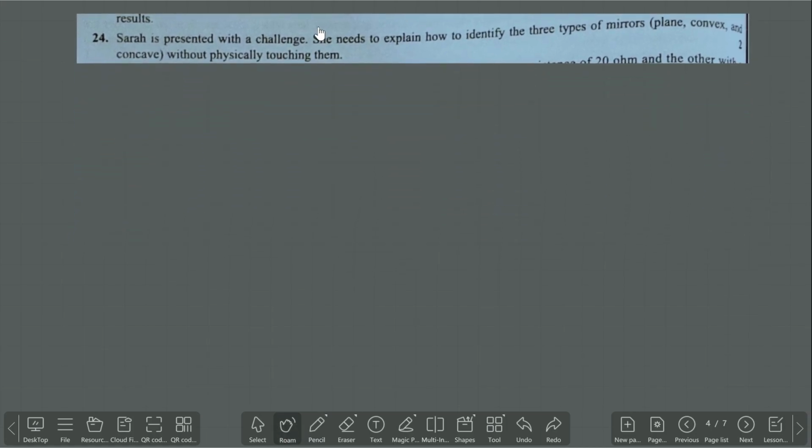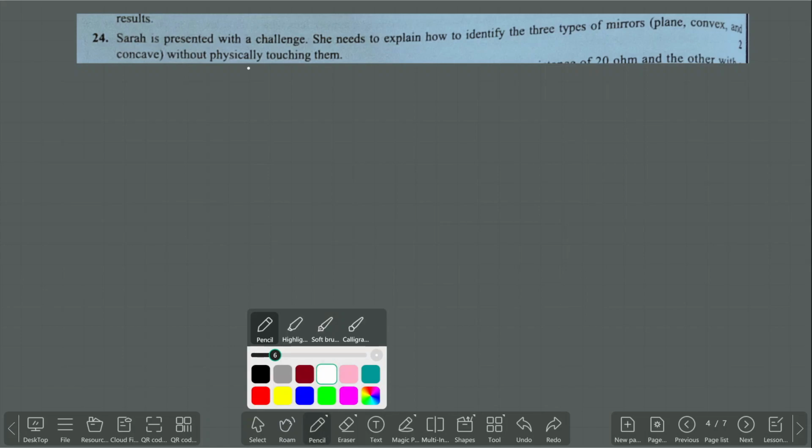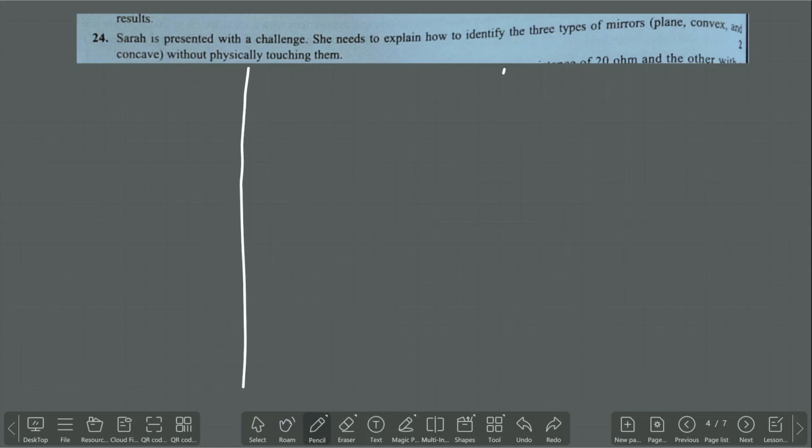Just read the question. Sarah is presented with a challenge. She needs to explain how to identify the three types of mirror, either it is given as plane mirror or convex or concave, without physically touching them. Clear? So suppose, just assume you are having 3 mirrors. Let us take the first mirror as x and second mirror as y and the third mirror as z. Clear? So we need to identify what is the mirror x and y and z.